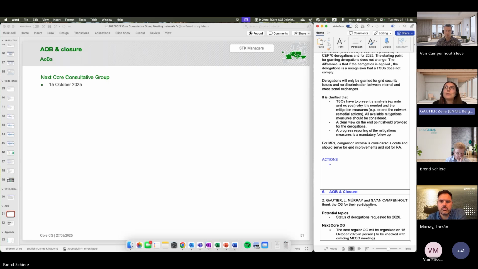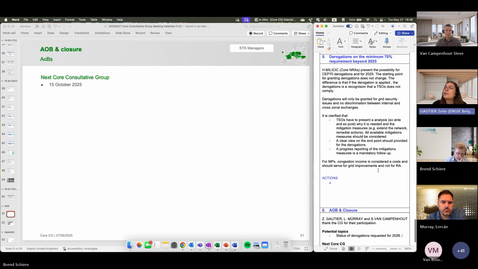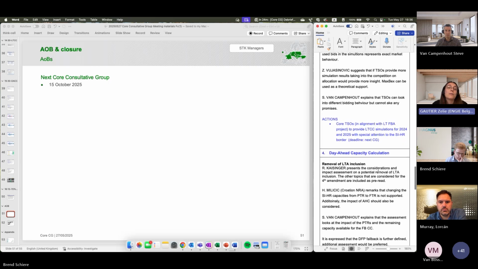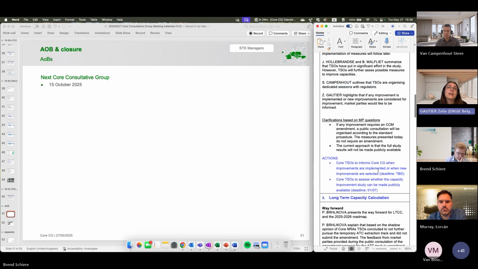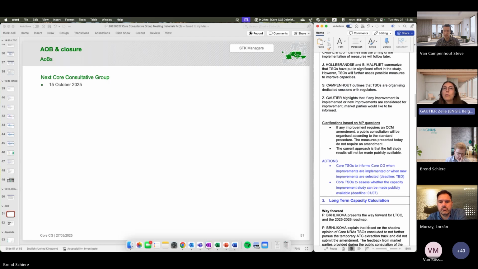Maybe also I remind that there will be minutes, and there were actions that were taken written down. So just as a bit of actions that we thought about, like having feedback or being warned when there will be amendments to IDCC as well, coming from the capacity improvement studies. So all of that, I think it was taken clearly.